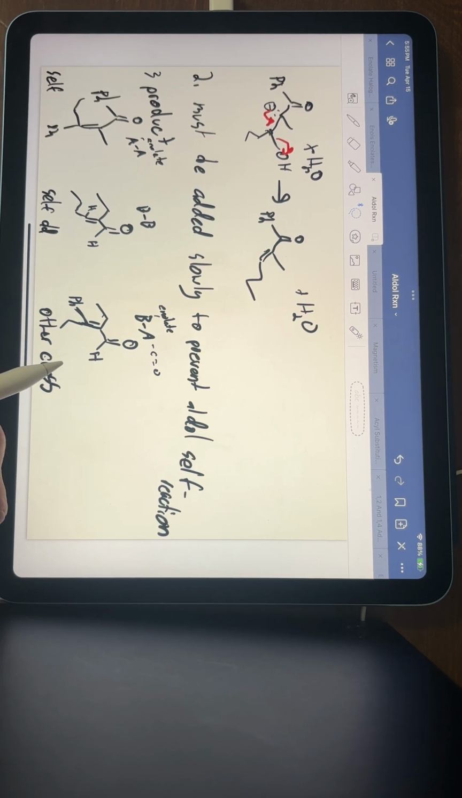And then this would be the other cross, which would be adding aldehyde acting as the enolate, and A, the ketone, acting as the electrophile. And that's all the products.